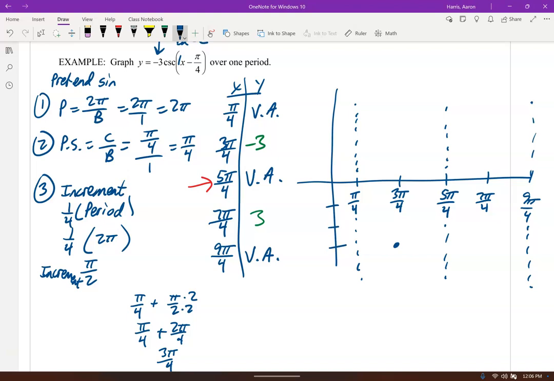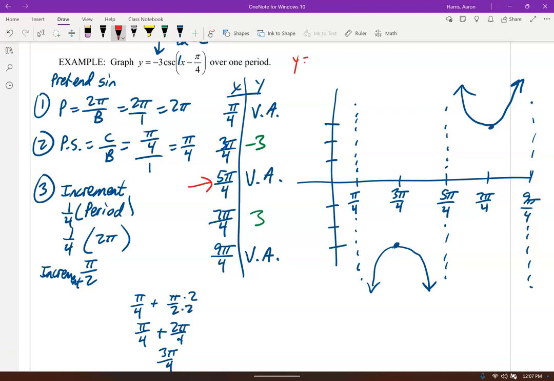And remember, it flipped this over, so this is going to go this way now, the first one. Right, because it's flipped instead of being up here. I flipped it all over with the -3 in front of the cosecant. Reflection about the x-axis. 7 pi over 4, I've got 3, right? And so I can kind of draw that. If you need more points, you can throw some more points on there.